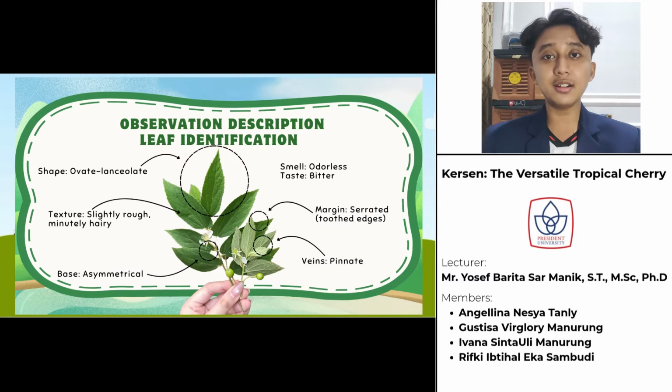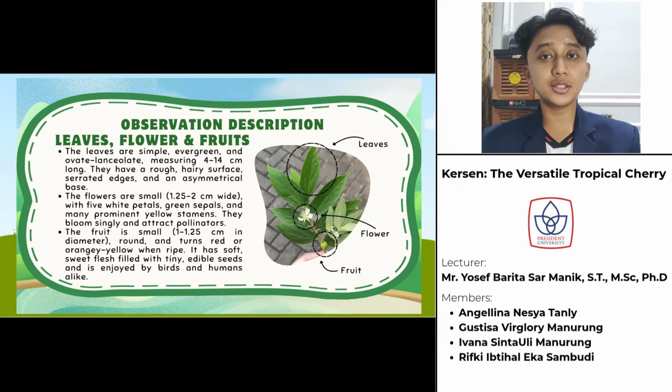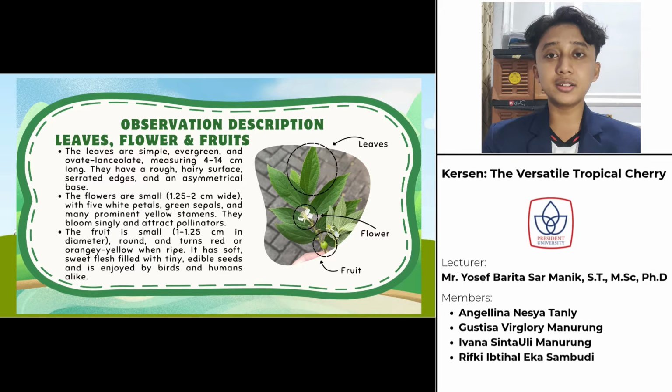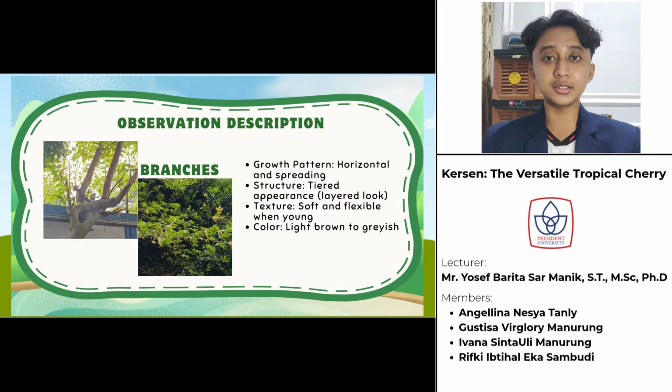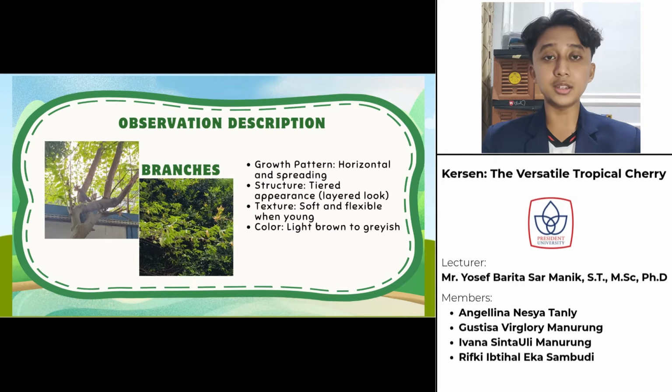The leaves are rough, a bit hairy, and have a bitter taste if you ever try them. The flowers are small and white with yellow stamens, and they usually grow one at a time. They are great at attracting bees and other pollinators. The stem and branches are soft when young and can break easily. The branches grow outward in layers, giving the tree a nice straight outlook. So even though it's a simple tree, kersen is tough, adaptable, and plays a small but important role in local ecosystems. Next time you see one, you will know exactly what you're looking at.